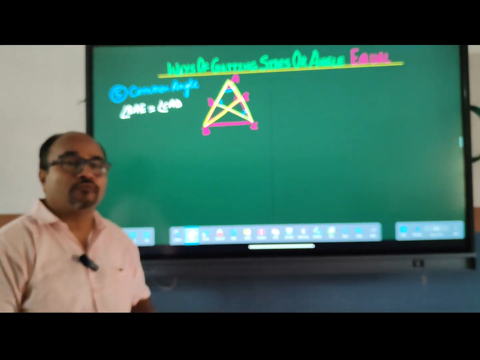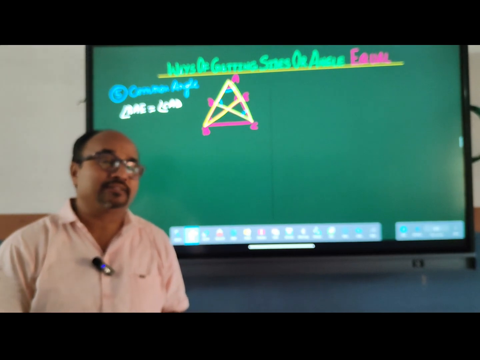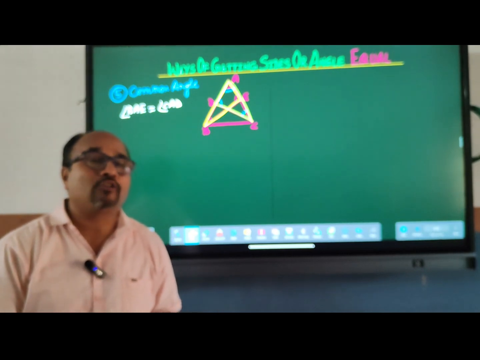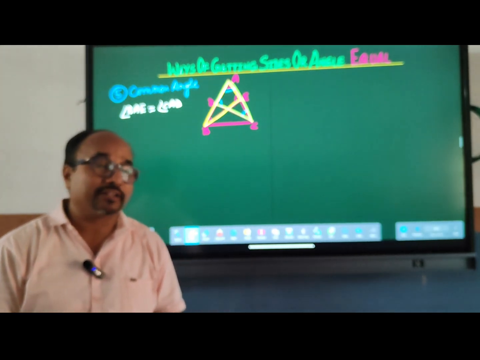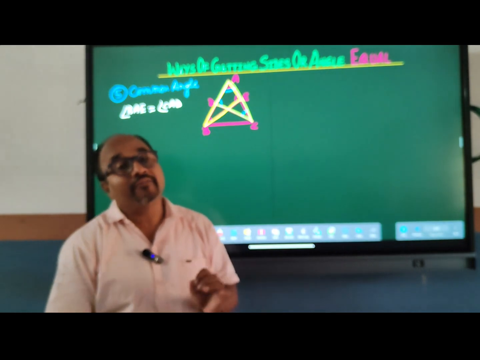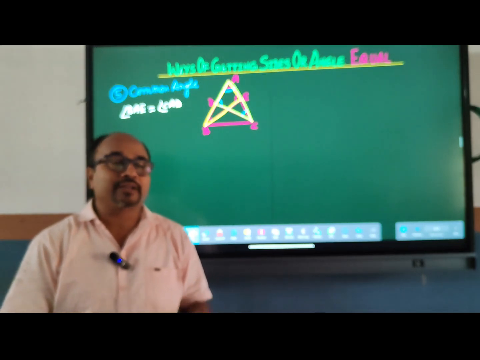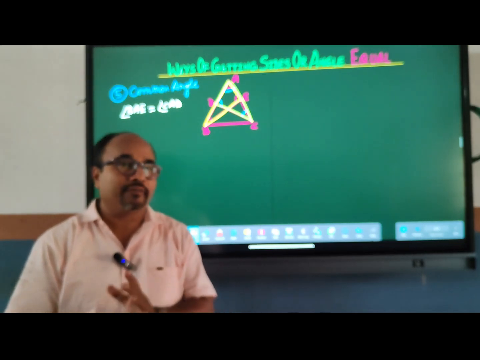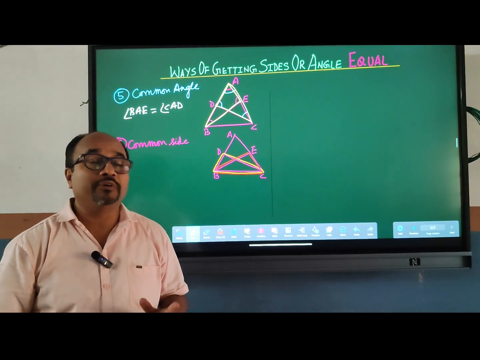So look for common angles, especially when you find that one triangle is inside another triangle. A part of them are overlapping. Then you look for common angles. But then one instruction, never go for common angles simply because the two angles are having the same alphabet. Never go by that. Now we will come to the common side.